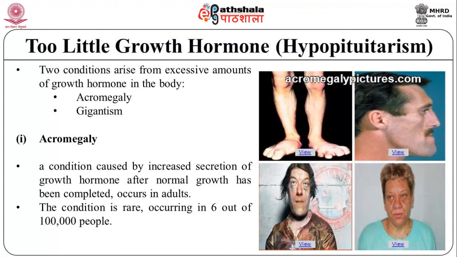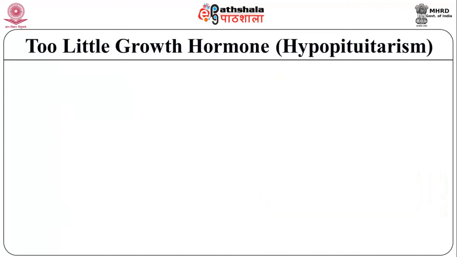As the adult cannot grow taller, the excess growth hormone in acromegaly causes their bones to thicken as well as other structures and organs to grow larger. This occurs usually in middle age.